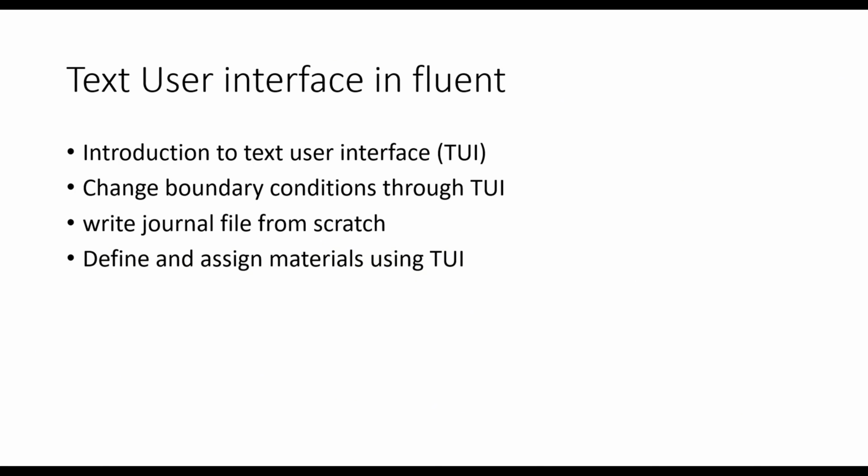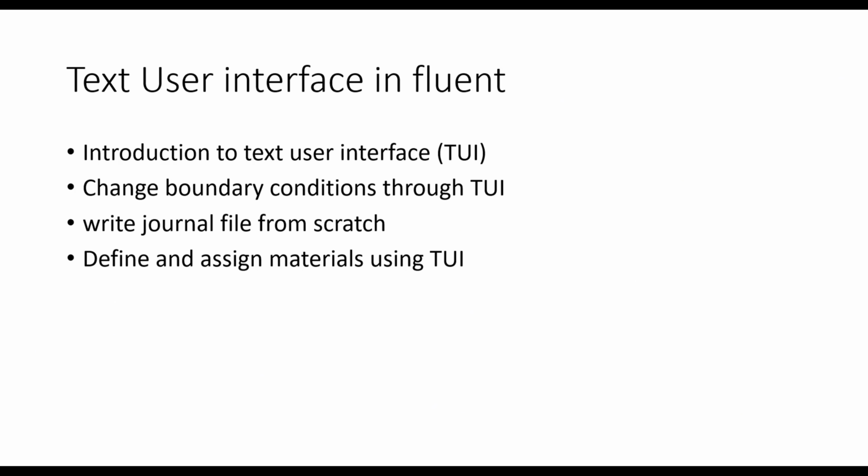Then we will see how we can use text user interface to define material properties and to assign those materials to respective cell zone. To define one material is not a problem, but for example, if you are running a simulation of battery cells, let's say lithium ion battery, and you have a module of 20 battery cells or maybe 50 battery cells. I have run simulation where I had almost 90 battery cells. So you had to define separate material for each battery cell.